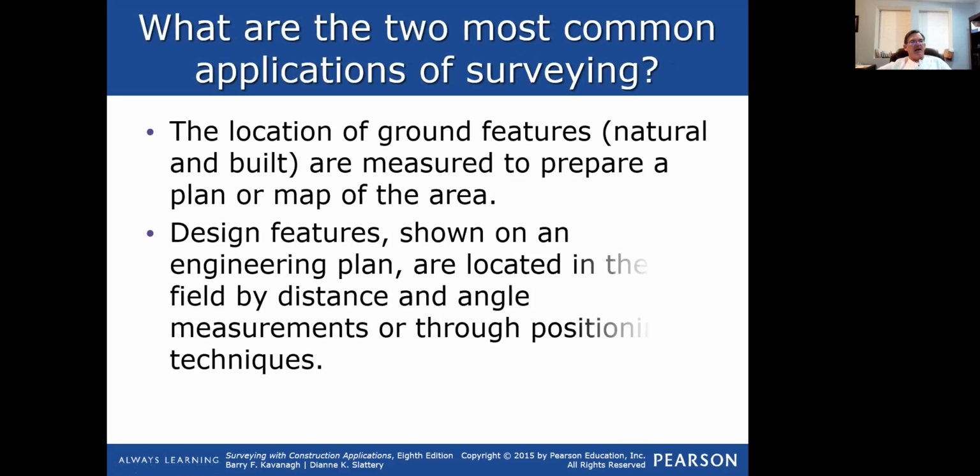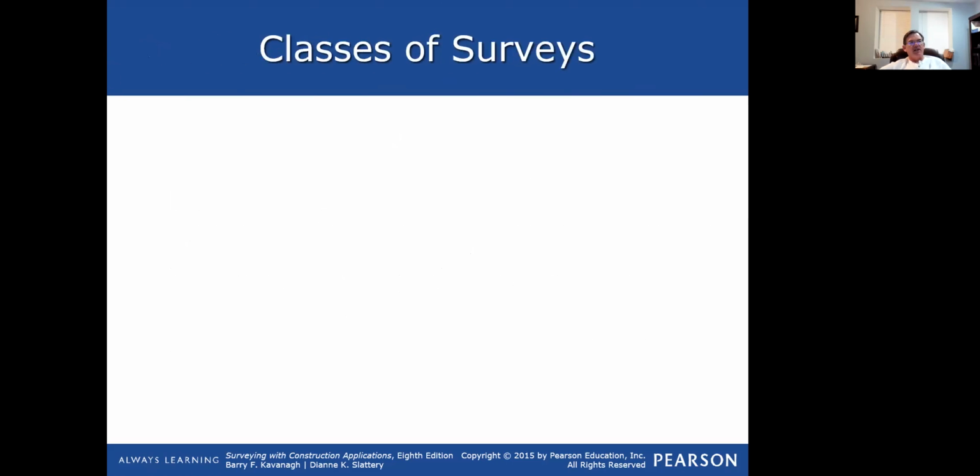Some of the most common applications of surveying are certainly property lines and topographic. Topographic is the location of ground features, natural as well as what's built, and everything is measured. It's put in relationship to a property line, and then primarily engineers and architects can design a project, but sometimes surveyors also will design a project.